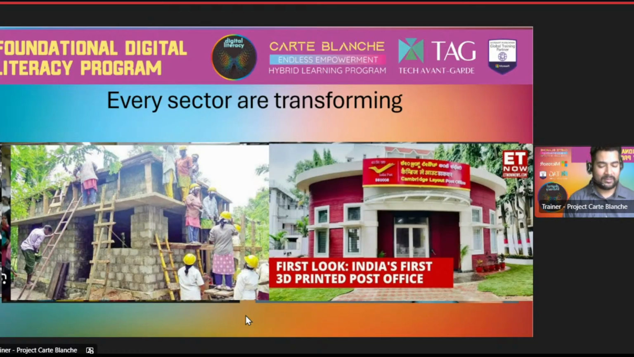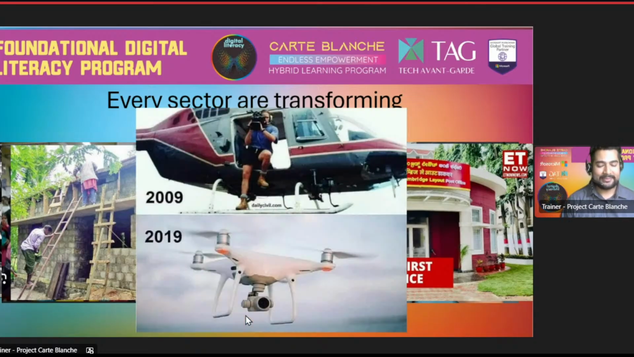So you can see this is what is happening in the world. Now see this example also, of how the jobs are changing. This was the 2009 example, 2019 examples. In 2009, when the cricket match was happening, the pilot and the cameraman in the helicopter, both jobs have been taken care of by the drone cameras. Now the drone camera's job is also going to be taken off.